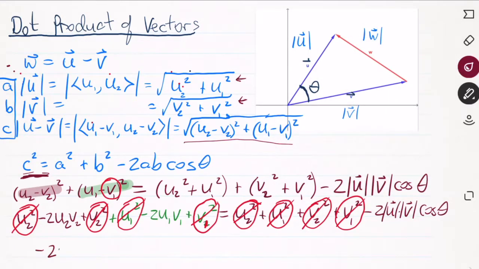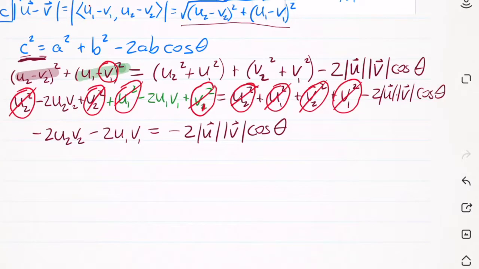Negative 2 u2 v2, negative 2 u1 v1, and then on the other side, negative 2 magnitude of u, magnitude of v, cosine of the angle that separates the two vectors. All right, and then they all have a negative 2, so I can get rid of that. And I'm going to change my order back the way it should have been. u1 v1 plus u2 v2 is equal to the magnitude of u, the magnitude of v, cosine of theta.